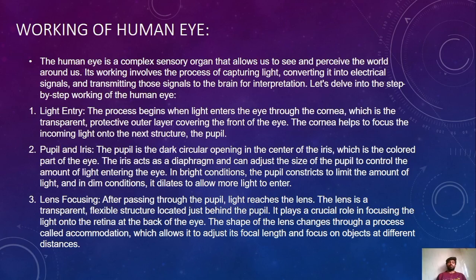Lens focusing. After passing through the pupil, light reaches the lens. The lens is a transparent, flexible structure located just behind the pupil. It plays a crucial role in focusing the light onto the retina at the back of the eye. The shape of the lens changes through a process called accommodation. Accommodation allows it to adjust its focal length and focus on objects at different distances.